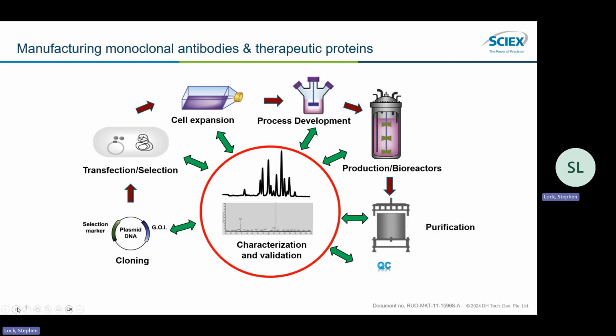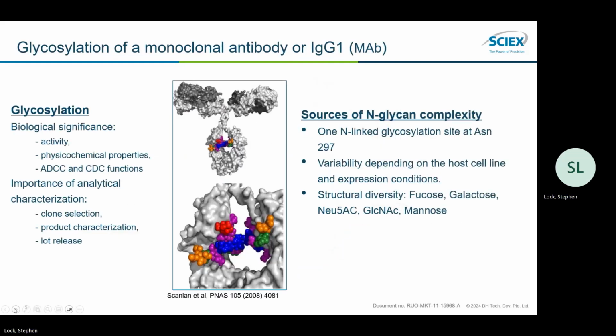The cells used actually influence the glycosylation of the protein that's being produced. Often you'll find, if you use a CHO line, that this will generate N glycans, or the addition of glycans on the protein itself at things like ASN amino acid residues. And glycosylation has some biological significance. It really impacts the activity, the physiochemical properties, ADCC and CDC functions. And as I mentioned, it's really important to do analytical characterization in clone selection and product characterization, as well as lot release. And this is where N glycan analysis really takes place.